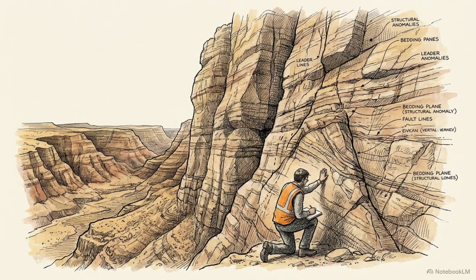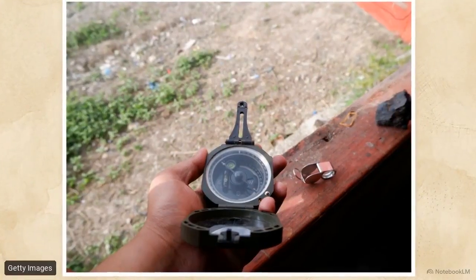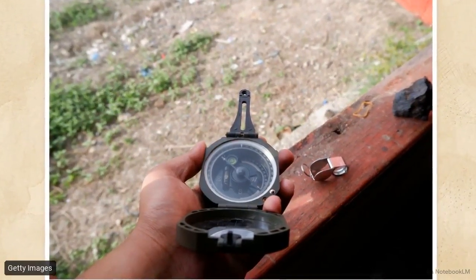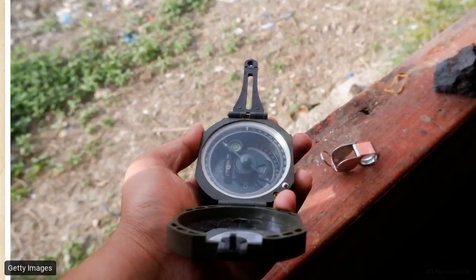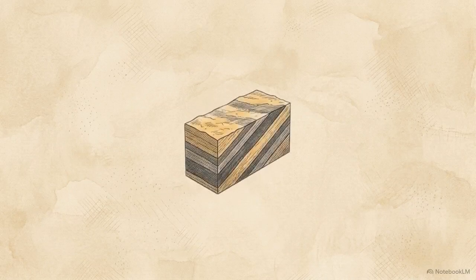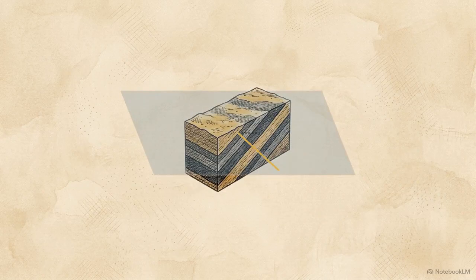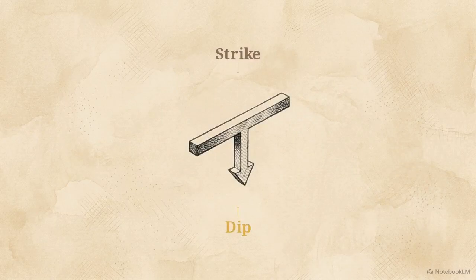Extracting that data starts down at the human scale, directly in the field. This is a Brunton compass, the foundational analog tool geologists use to measure the exact orientation of rock beds. This diagram shows two critical metrics. First is dip, the specific angle a rock layer tilts downward from a flat horizontal plane. Second is strike, the horizontal line created where that tilted rock intersects the plane.